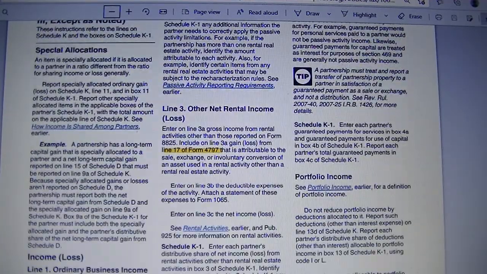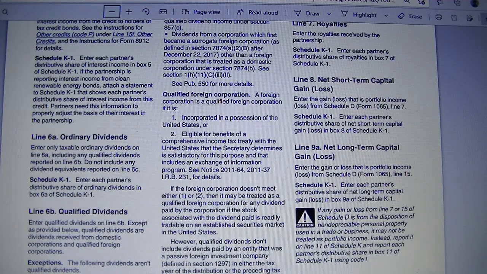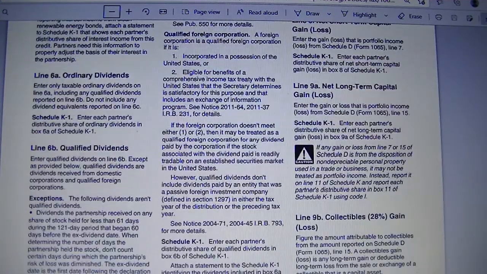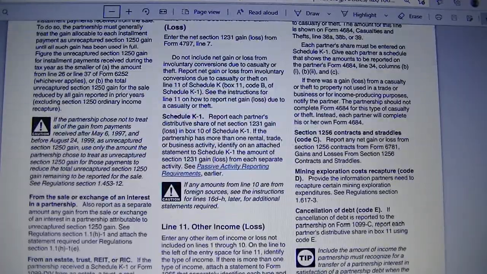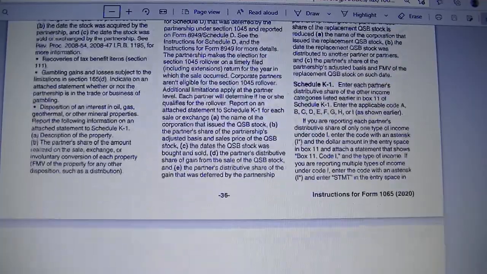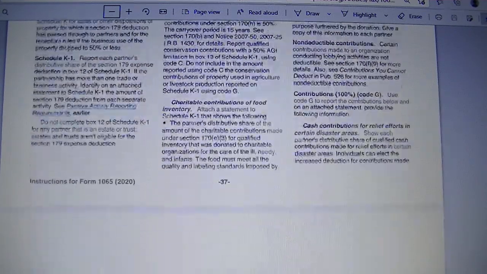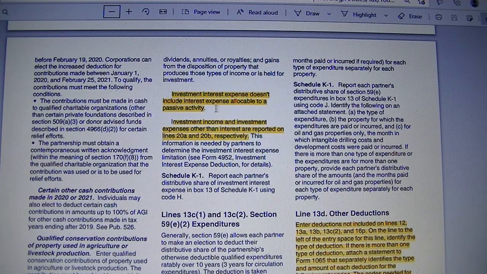Okay, so interest, yeah, so those will be taxable interest, and once again just read it to see what applies; you'll have clarity depending on your situation. So we are looking for investment interest expense. That does not include interest expense allocable to passive income. Investment income and investment expenses other than interest are reported on line 20A and line 20B respectively. So just keep that in mind as well.